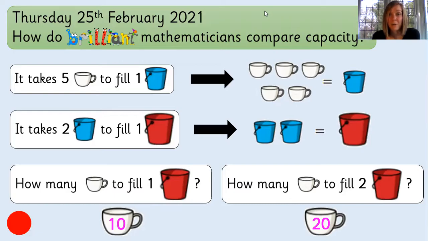Wow, I think we've done some super maths today, everybody, and you've done really, really well at trying to compare using our words more and less. And well done if you had a go at using those arrows again today too.